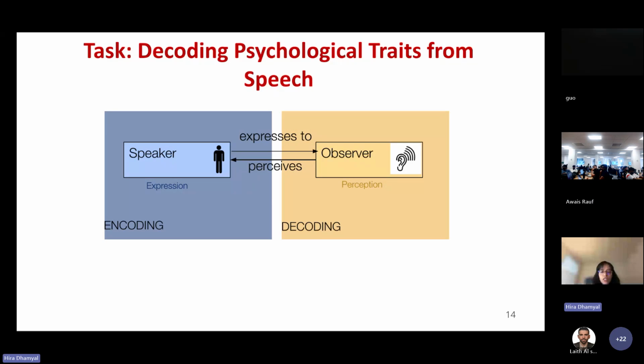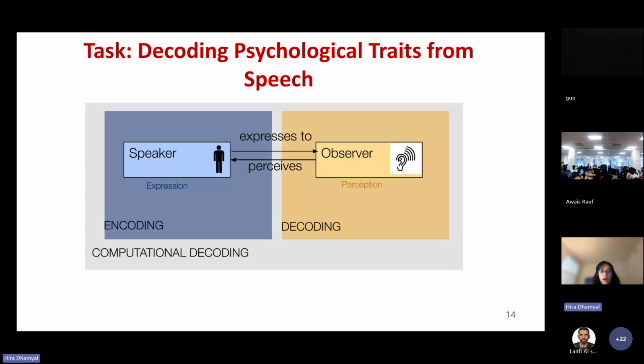And any computational method that we build for decoding the traits needs to have an understanding of how the observer decodes the speech and also how the speaker encodes the trait into the speech. So we can study it from both perspectives, how the speaker is speaking and how the observer is listening, in order to have a more heuristic understanding of the encoding and decoding of emotion and personality.